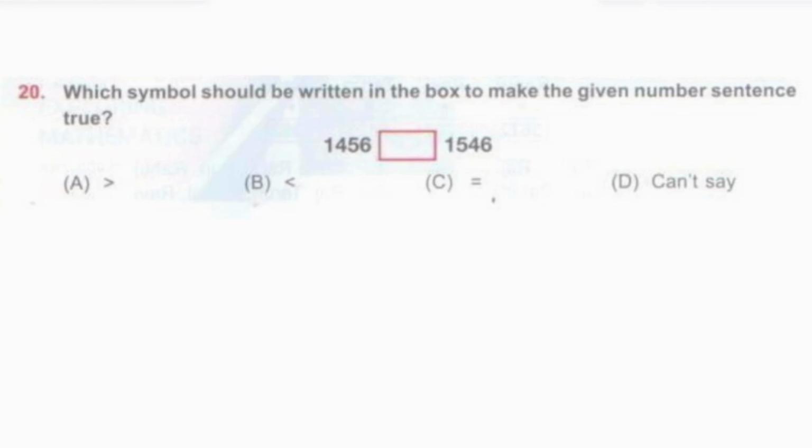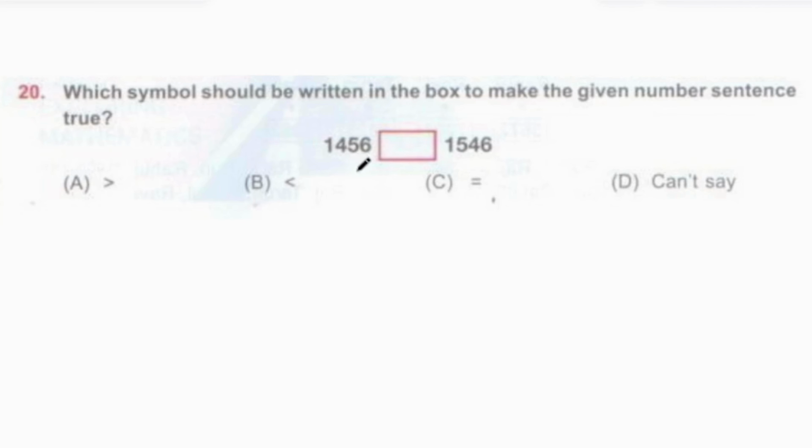Now, we will solve question number 20. So, question number 20 is relatively simple. Let's read the question. Which symbol should be written in the box to make the given number sentence true? Right? So, we have two numbers, which is 1456 and 1546. All we have to find is whether the number is greater than the other number, whether it is less than, equal to, or you are not able to determine and say can't say.